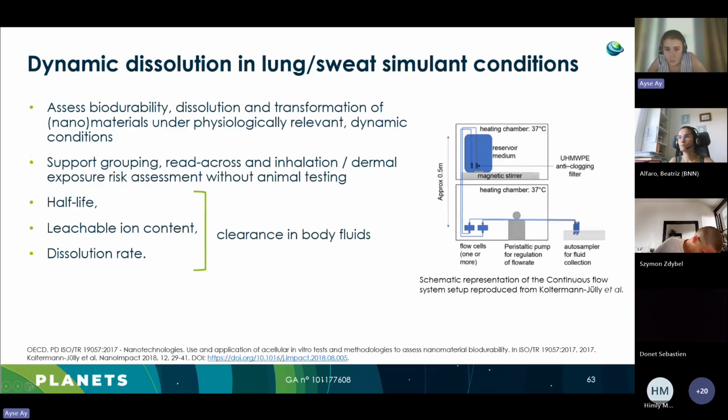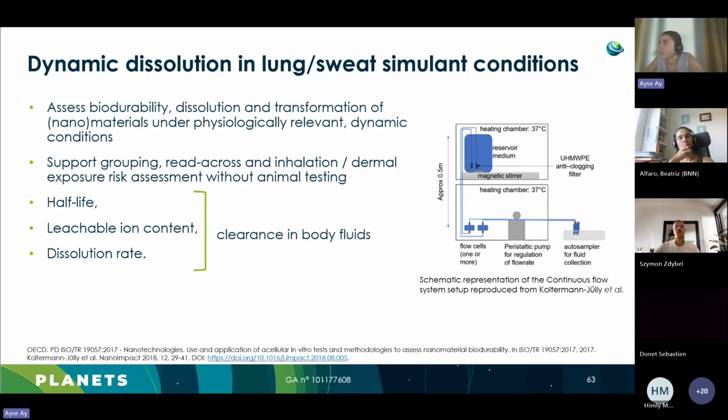And then the next one is the dynamic dissolution in lung sweat simulant conditions. And here we are assessing the biodurability, dissolution, and transformation of nanomaterials or materials under physiologically relevant and dynamic conditions. In these systems, materials are continuously exposed to a flowing media, which means this better reflects the real biological conditions because we are continuously clearing the system and it's not a static test.